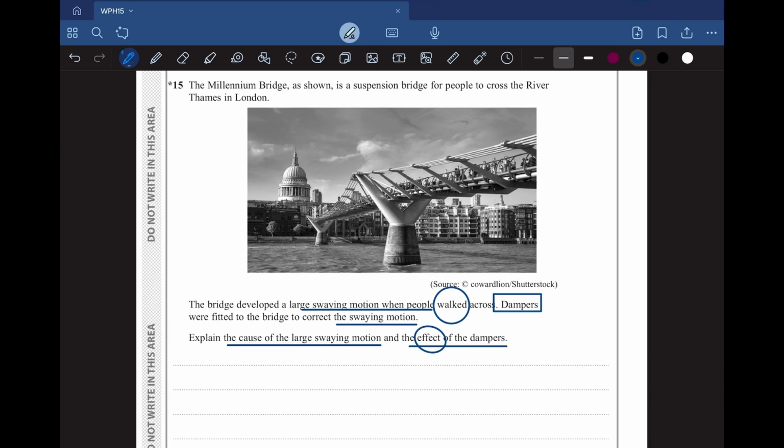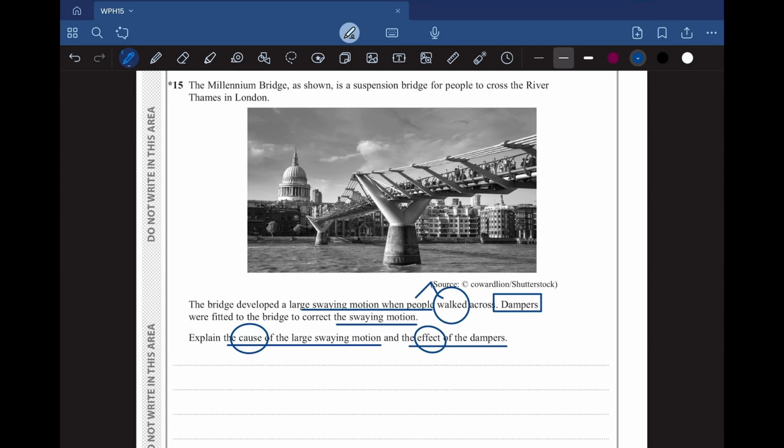So basically how is the large swaying motion caused? The large swaying motion means the large oscillation. A large oscillation means the bridge is oscillating with a very high amplitude. Okay, why does it oscillate with a very high amplitude? The thing is, when the people walk, they set the bridge into oscillation, and that oscillation is called the driving. That oscillation has a driving frequency.